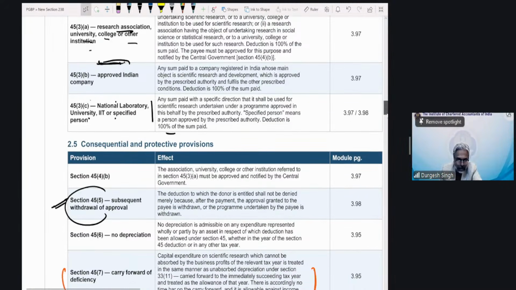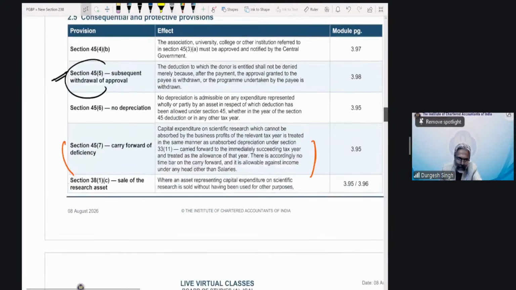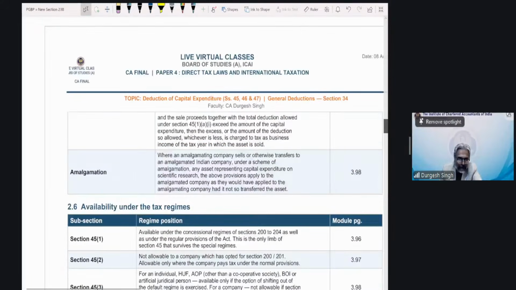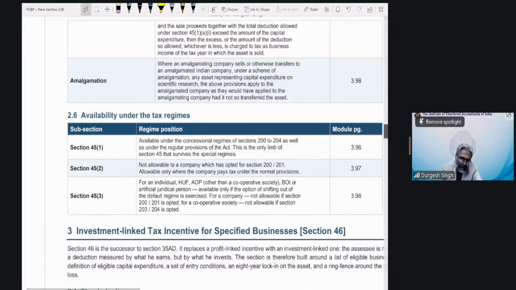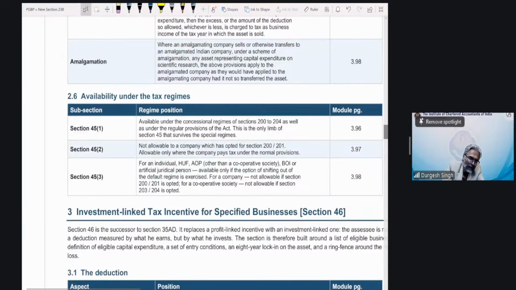And students, now the most important point which I have already explained to you is this particular point. Can you see that, students, over here? This 2.6 I have already explained to you. And what is that, students? In this case, 45.1. Be careful, students. 45.1 will be available whether you are in the normal tax regime or whether you are in the default or alternate tax regime. Doesn't matter. 45.1 will continue to be available.